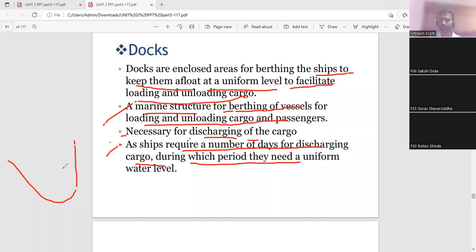They used to take a lot of time, right? Maximum number of days. Yes, so loading and unloading of the cargo for the ship will take the maximum time. That's why, as the ship requires a number of days for discharging cargo, during which period they need a uniform water level. For this, the water level needs to be uniform. That is maintained in the docks.